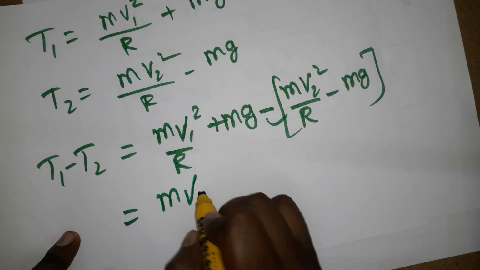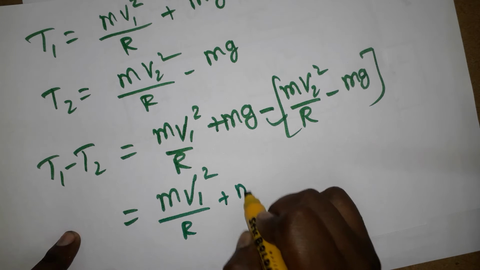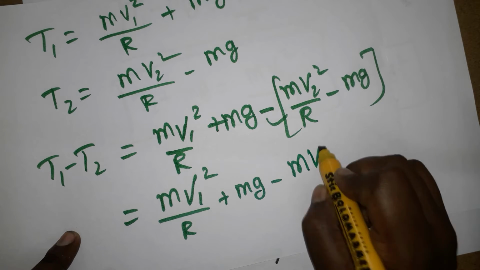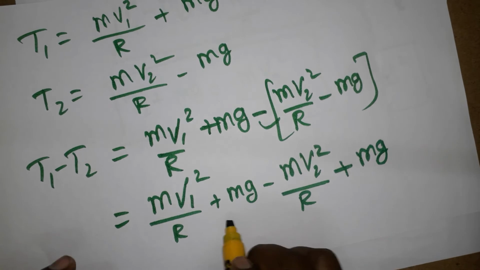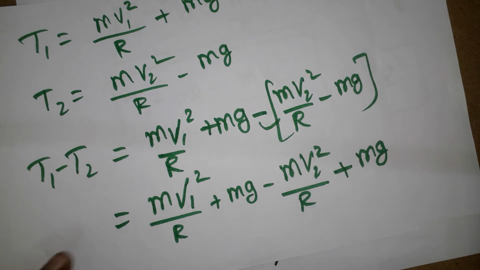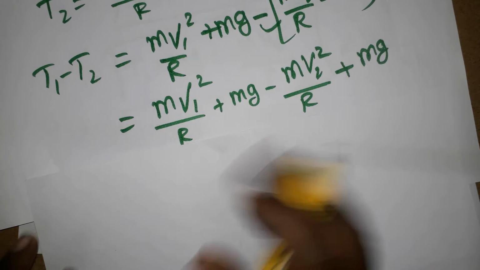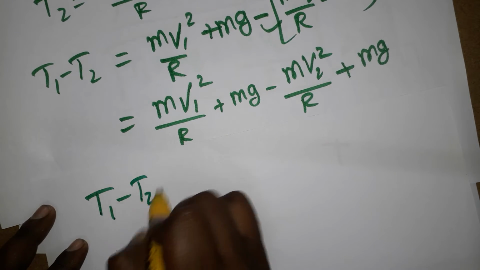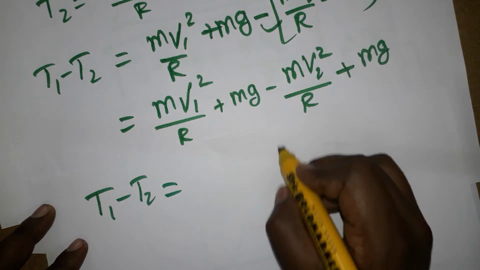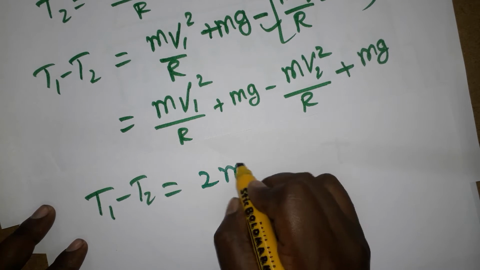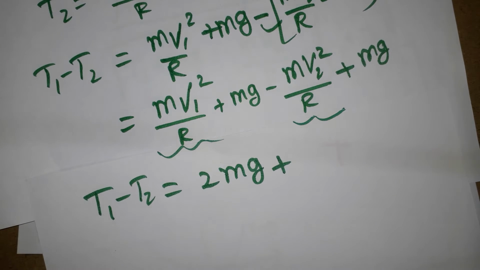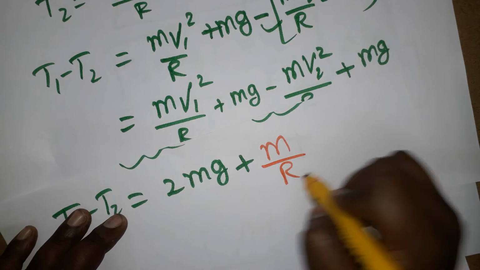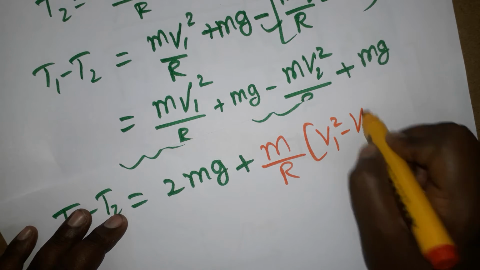So, m v1 square by r plus mg minus m v2 square divided by r plus mg, because minus minus is going to be plus. So, mg you will get 2 times of mg. Okay. So, now the tension difference T1 minus T2 is equal to 2 times of mg plus from this and this, I am taking m by r as outside common. Okay. So, m by r will come outside, v1 square minus v2 square.